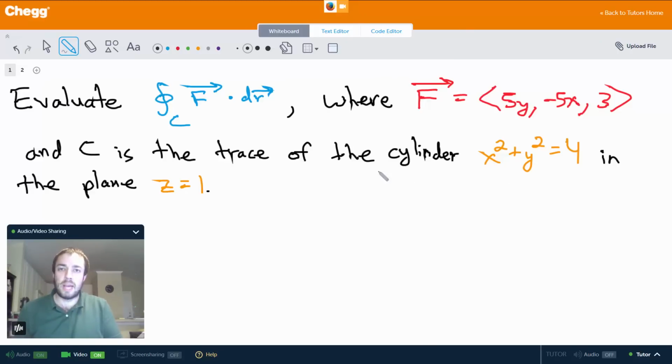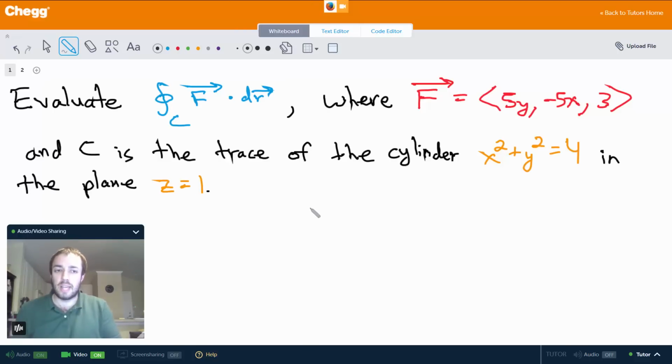I mostly do math and a little bit of computer science, and in this video we're going to do an example of Stokes' Theorem. This is a theorem in vector calculus that helps us evaluate certain types of integrals. In this example, we want to evaluate the integral over the closed path C of the vector f dot dr, where f is made up of the components 5y, negative 5x, and 3, and C, the path that we're integrating over, is the trace of the cylinder x squared plus y squared equals 4 in the plane z equals 1.